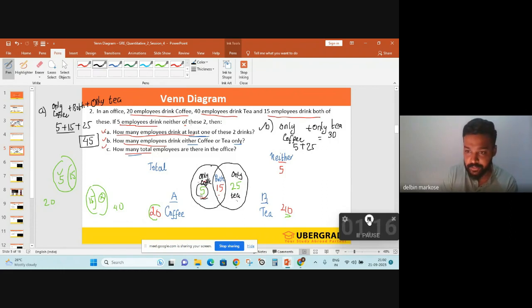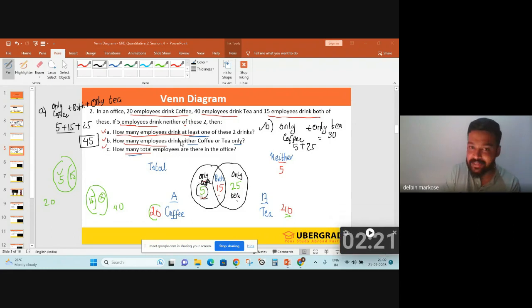45, 30, 50 here. Whoever is struggling, please look at this question carefully. I know everyone can fill this one. Only coffee drinkers is 5, both 15, only tea is 25 here. How many employees drink at least, meaning minimum, one of these two drinks? So he has to drink only coffee, or both, or only tea. These are all categories we have to consider. So only coffee is 5, both is 15, and only tea is 25. You add it all, you will get 45. Is this statement clear to everyone? 45. Okay.